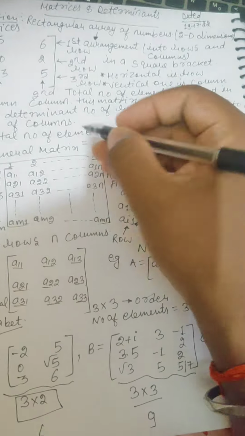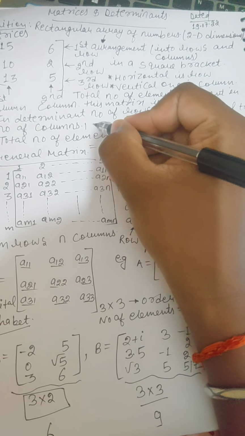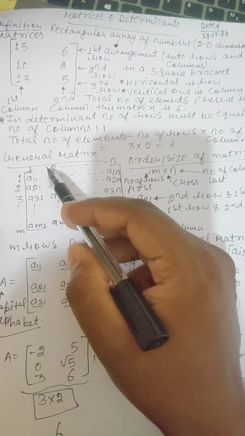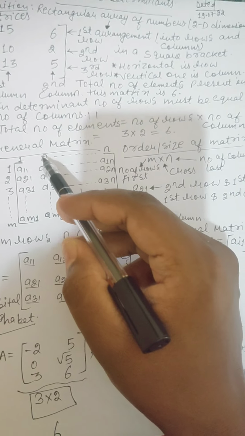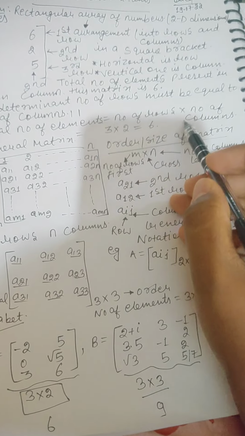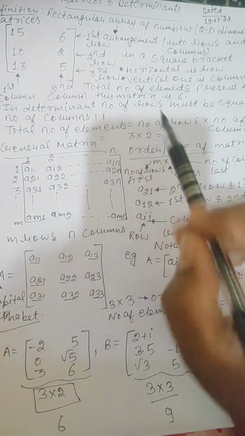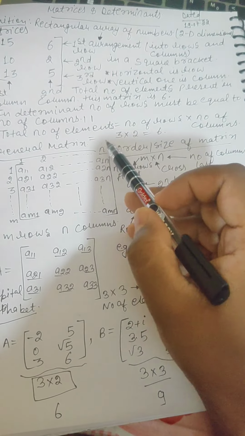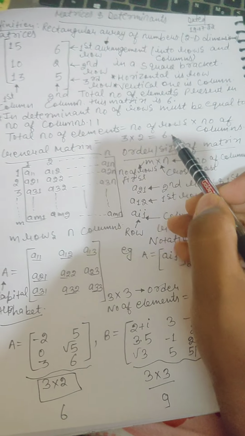So a determinant can also be represented like that. The total number of elements we have to find is the number of rows times the number of columns. That is the number of rows, 1 2 3, and the number of columns, first column, second column. So the total number of elements is equal to 6.